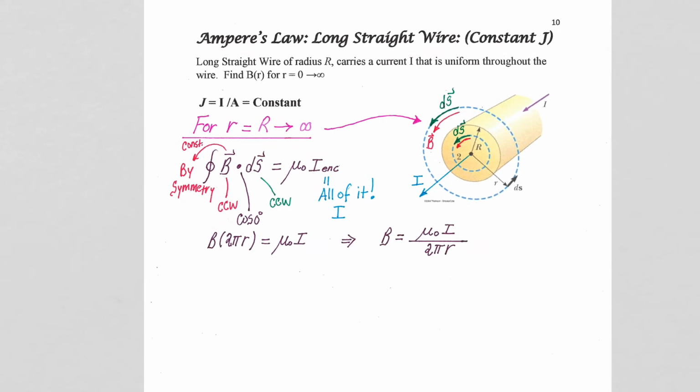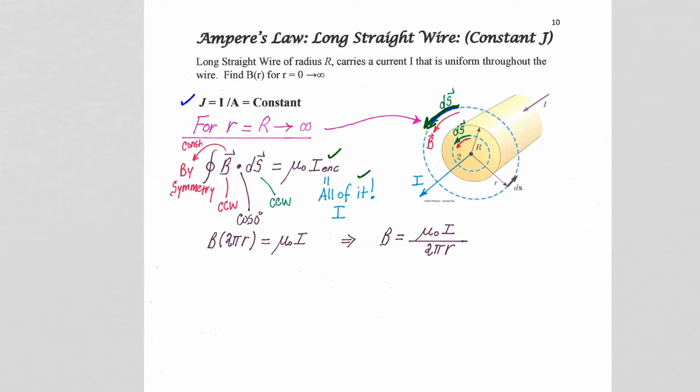When that's the case, we say that the current density, J, I divided by A, is constant. It's constant across the cross-sectional area. Well, we're going to start our analysis by working from the outside in. We'll see that this outside result is very short, because when we set up our Amperian loop outside of the wire, it encompasses all of the current. So I enclosed is all of it.